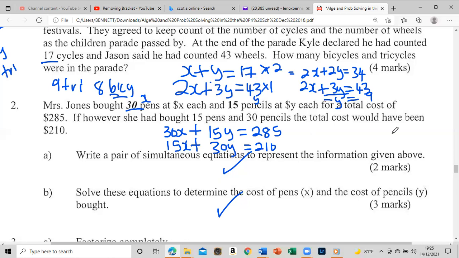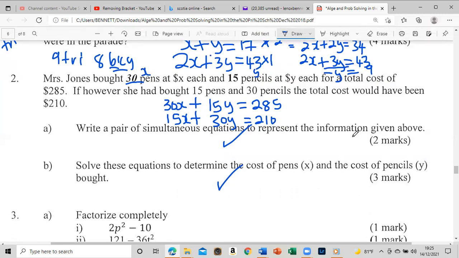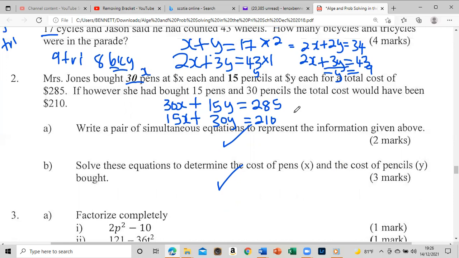I guess you're going to use a calculator for this. Check if 15 can go into 285. Yes, 19 times. All right, so we're going to divide. Check if 210 can be divided by 15 without a remainder.